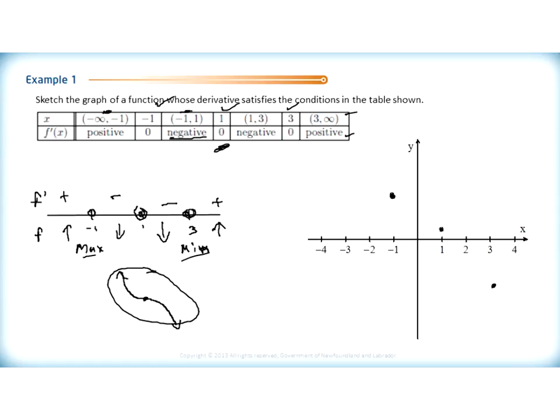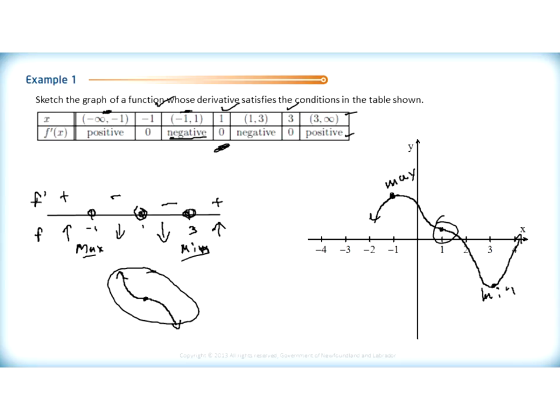All right, so I need to draw a curve that reaches a maximum value here at -1, and then it's going to decrease this way, flatten out at +1, but then start to decrease again, and then bend upward at 3. So we have a max here, we have a min here, we have neither, but we still have a cool critical value right there.